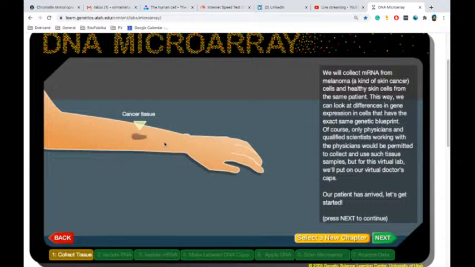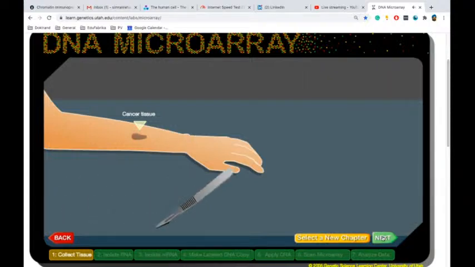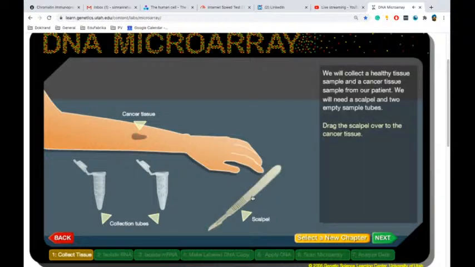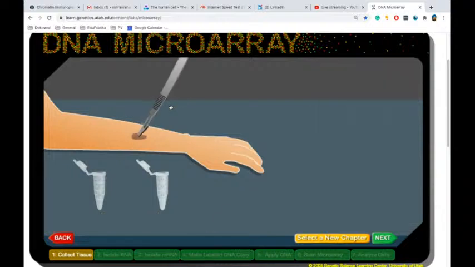Only physicians, or qualified scientists working with physicians, are permitted to collect and use such tissues. But for this virtual lab, we will put on the virtual doctor caps. So our patient has arrived. Let's get started. So collection tube, let's grab it. We collect the cancerous tissue and we take the normal tissue.